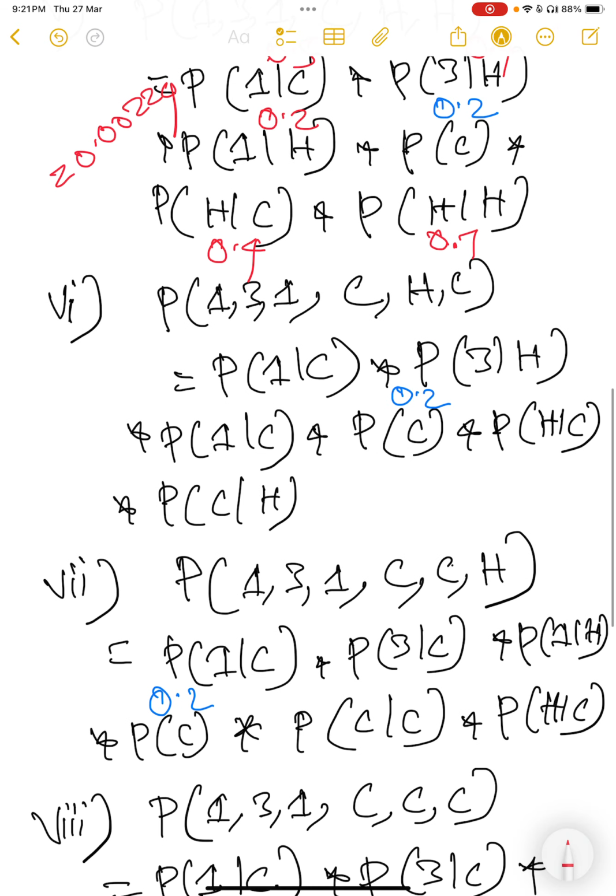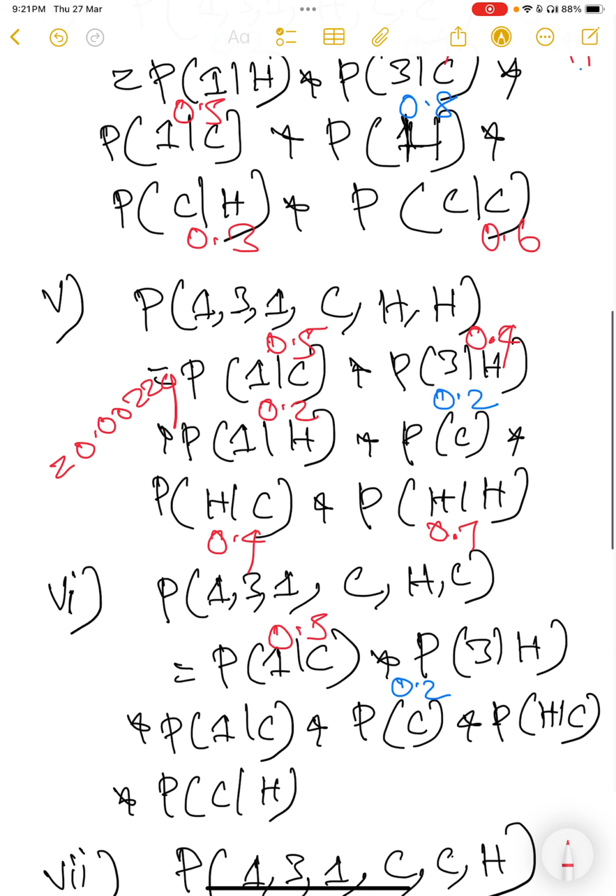Sixth one we'll do now. 1 given C is 0.5. 3 given H is 0.4. 1 given C is only 0.5, and C is 0.2. H given C is 0.4. C given H is 0.3. Calculating this, what will we get? 0.5 into 0.4 into 0.5 into 0.2 into 0.4 into 0.3. This is 0.0024.